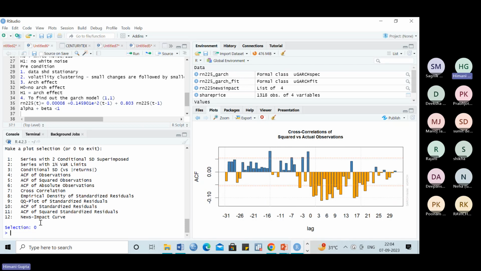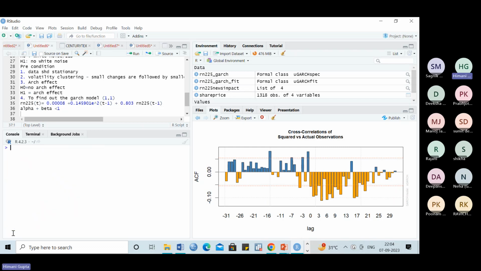Now, if you want to come out, you can just press 0 or write exit. You will be out of these plots. Got it?